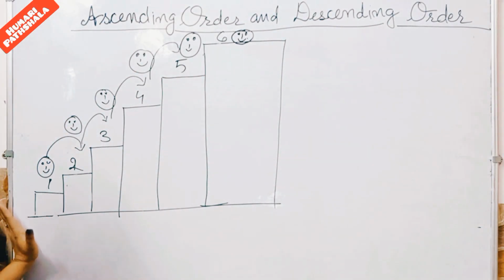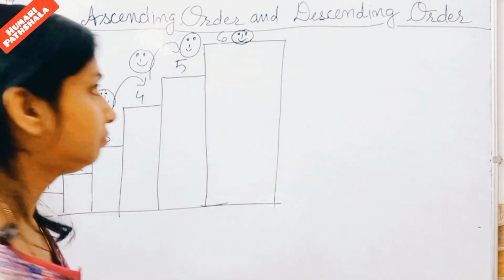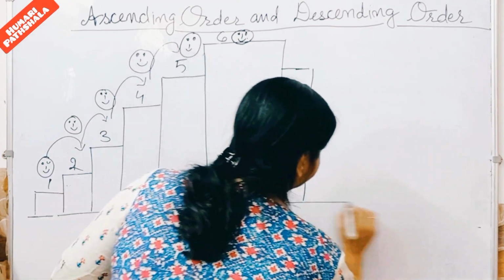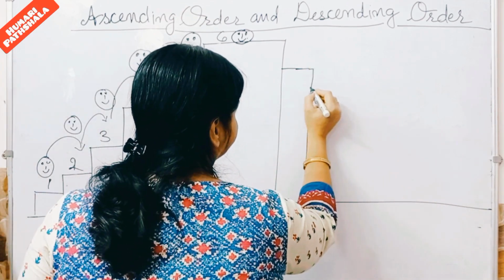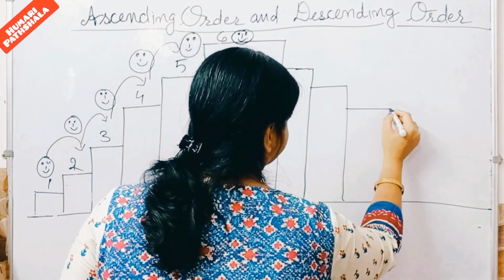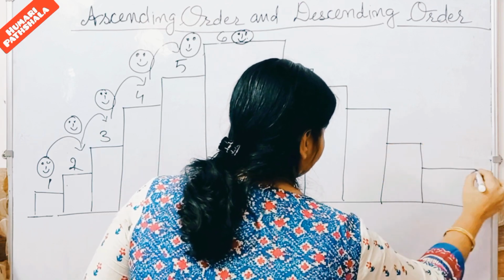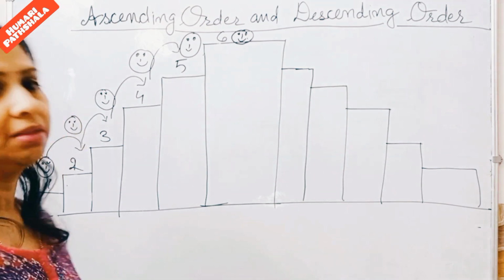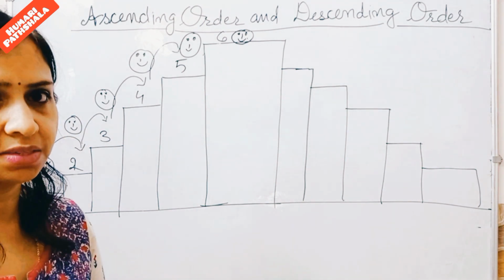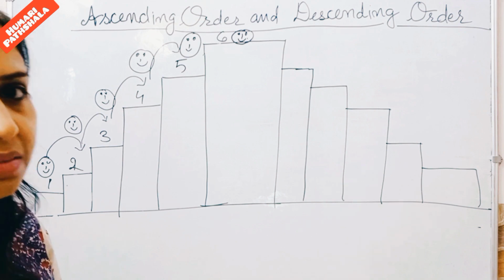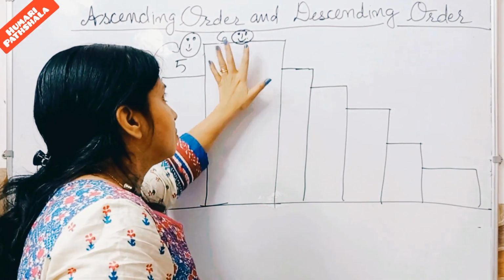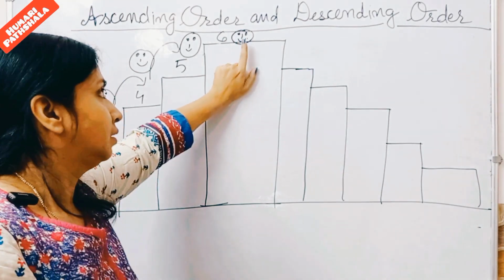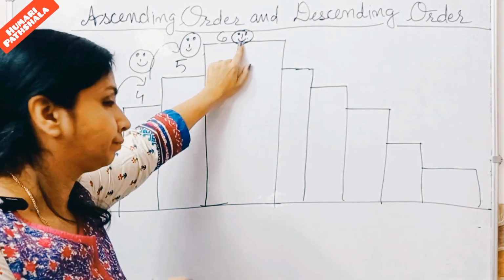Okay? Now, what about descending order? Make steps. What about descending order for the same group of numbers: 1, 2, 3, 4, 5, 6? Same numbers. We have to arrange them in descending order. So I am on the highest point, that is 6. The highest step is 6.